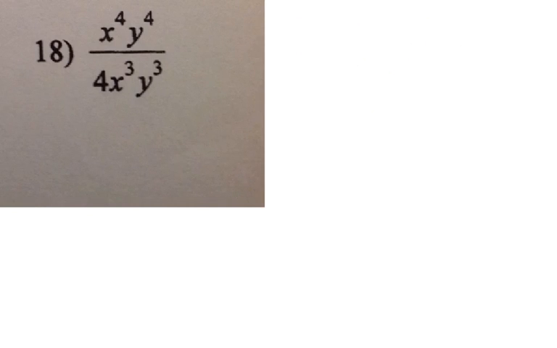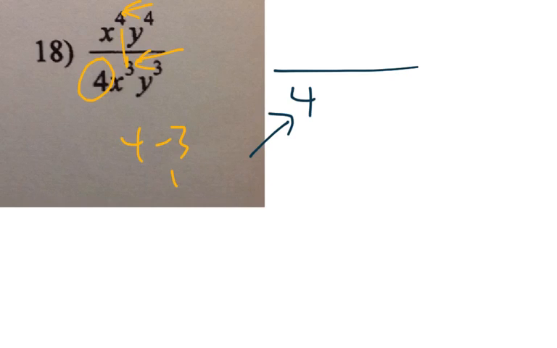On number 18, notice I have a 4 down here and nothing to simplify with it. So my answer is going to be 4. Notice this in the denominator. Now let's do our x's. If I have 4 here and 3 down here, 4 minus 3 is 1. So I have x1 or x.